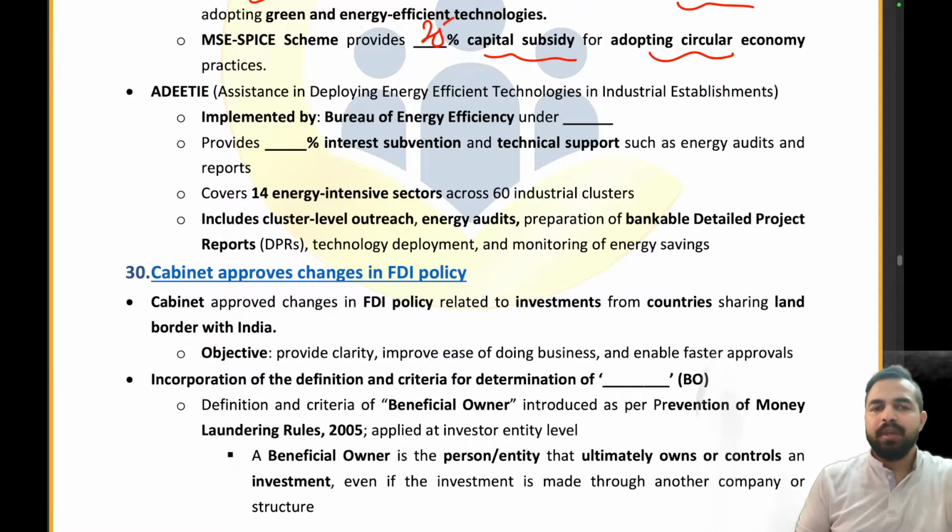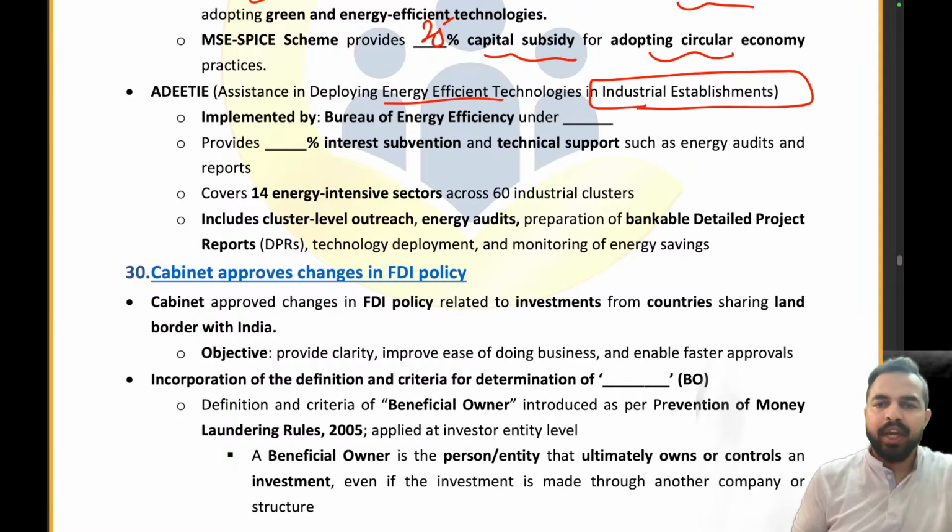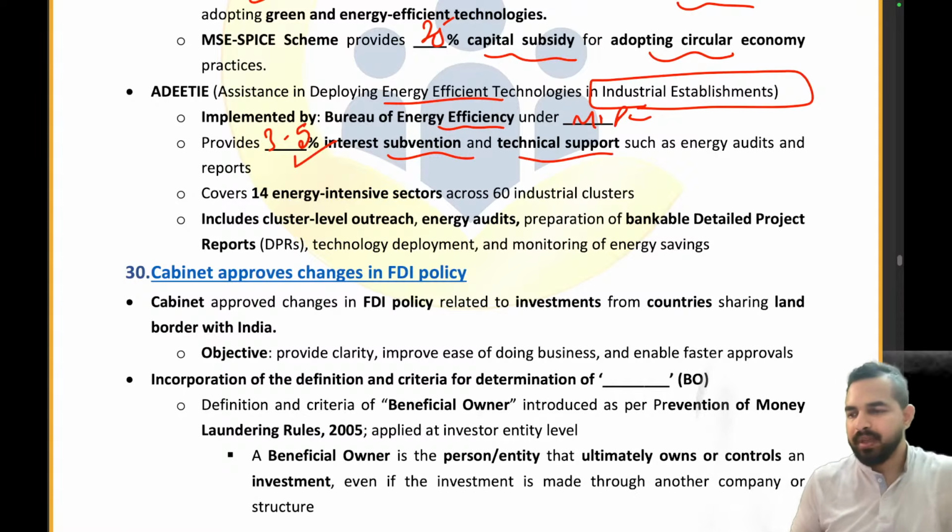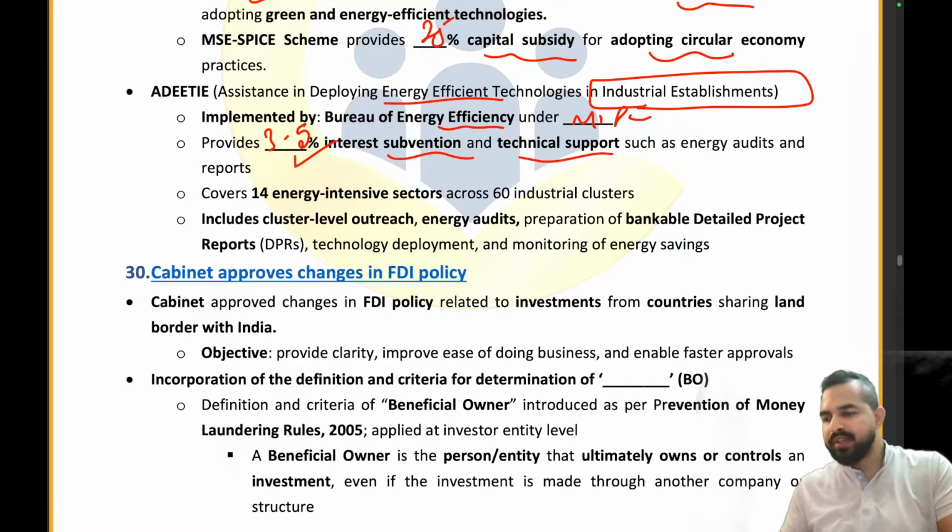Now the Aditi scheme, assistance in deploying energy efficient technology in industrial establishments. It is implemented under the Bureau of Energy Efficiency under which ministry? Ministry of Power. Absolutely right. It provides what percentage of interest subvention and technical support? Please tell me here what is the right answer. The interest subvention and technical support will be 3 to 5%. Absolutely right. So well done everyone for giving me the right answer here.